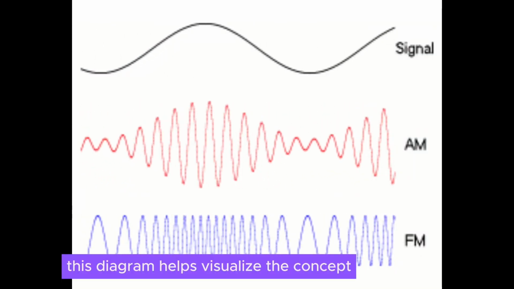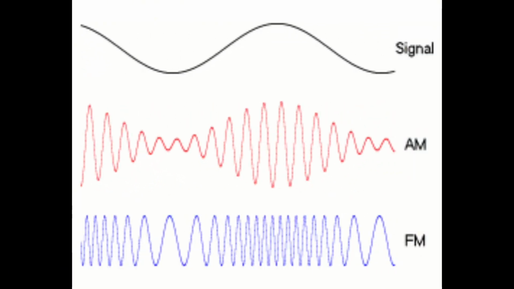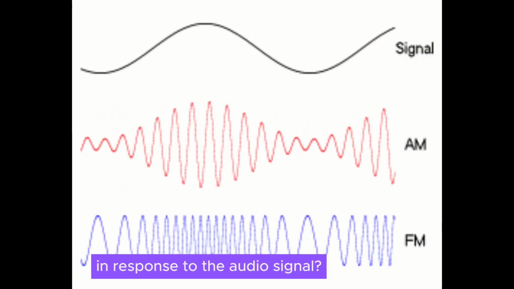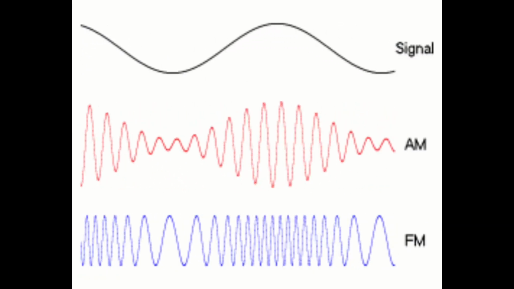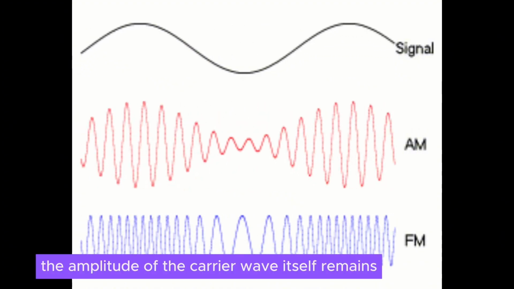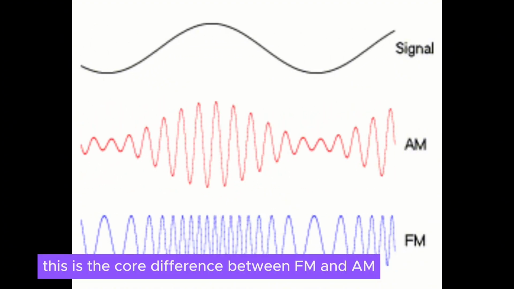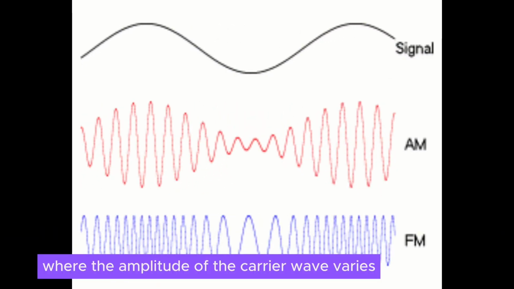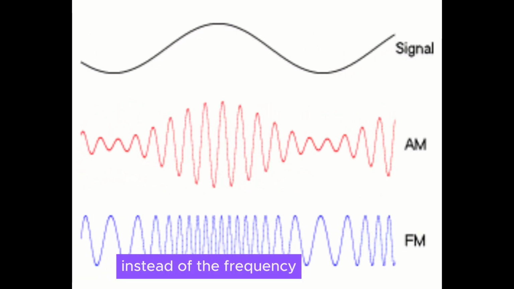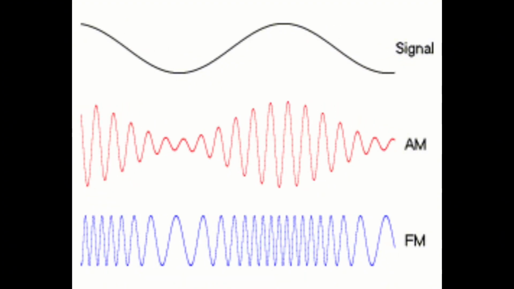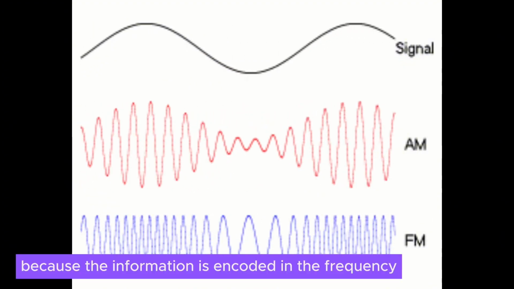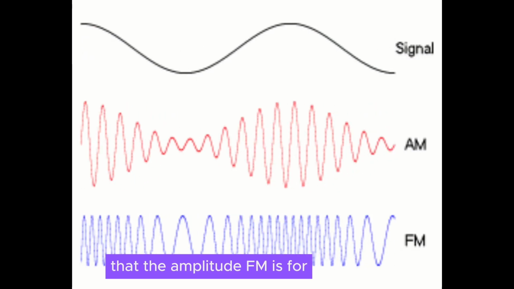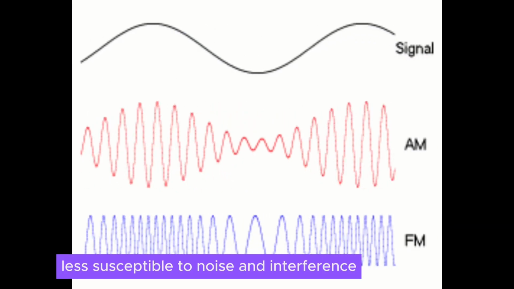This diagram helps visualize the concept. See how the carrier wave's frequency increases and decreases in response to the audio signal? The amplitude of the carrier wave itself remains unchanged. This is the core difference between FM and AM, where the amplitude of the carrier wave varies instead of the frequency.